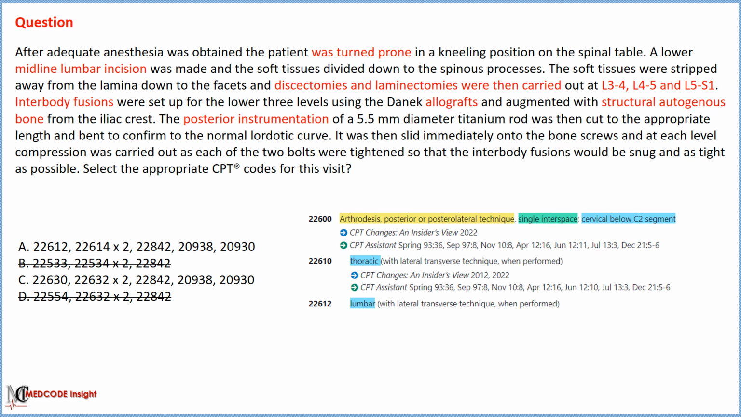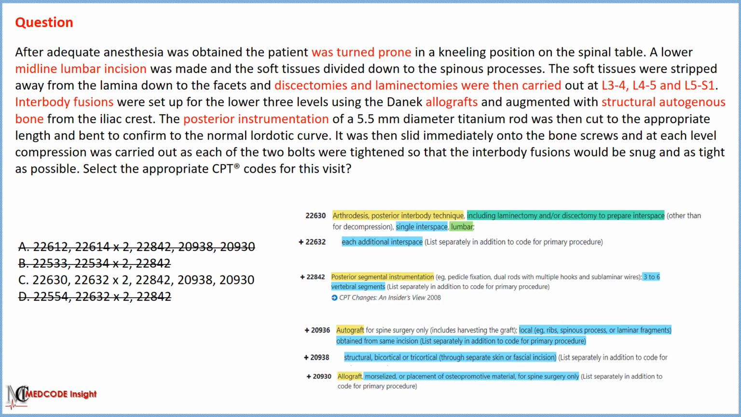The next bit of information to look for is the technique that was used for orthodesis, which in this scenario was interbody fusion technique, eliminating option A with code 22612 used for orthodesis with posterior lateral technique. So our correct option is option C with code 22630, which is used for orthodesis posterior interbody technique, including laminectomy and discectomy to prepare single interspace lumbar.